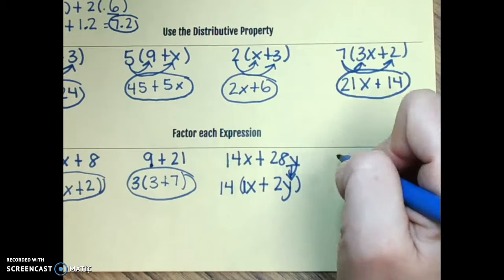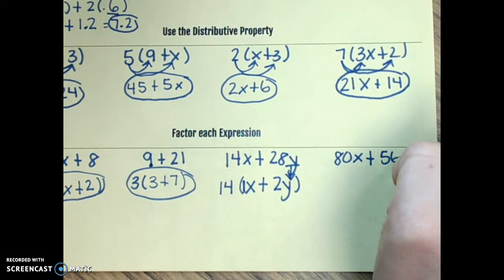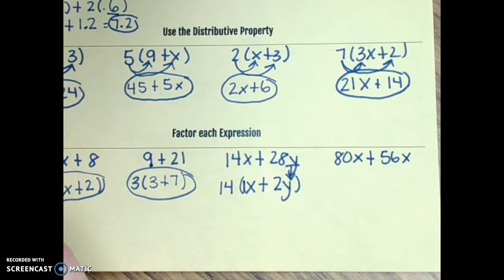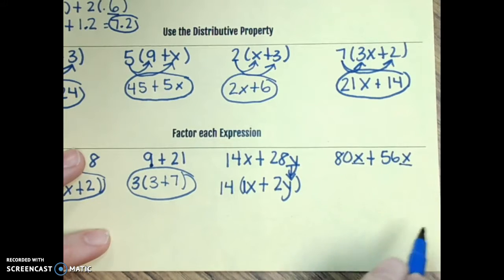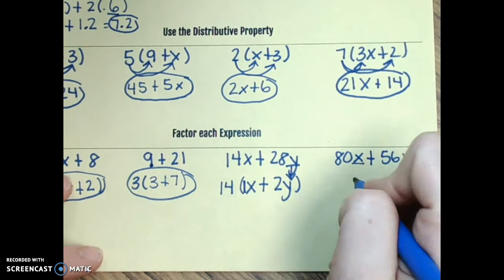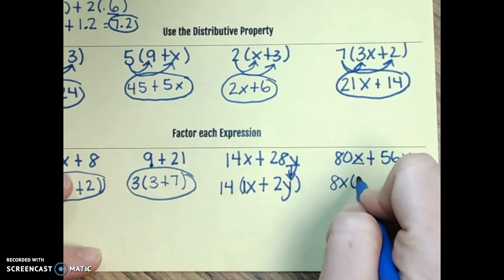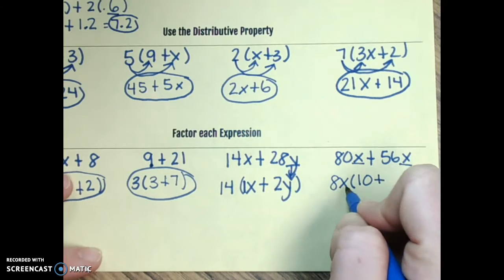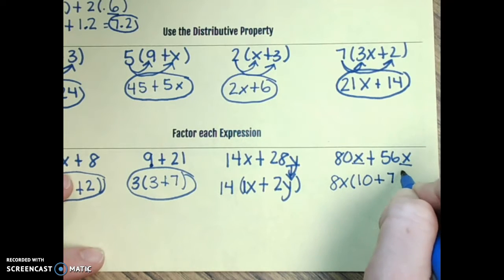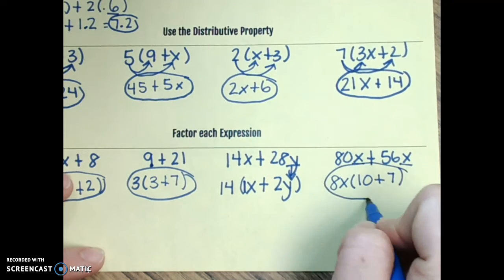Our next one is going to be 80x plus 56x. Okay, the number that can go in both of those is 8. And you also see there's an x here and an x there. So that means that we can bring the x out. So we have 8x. What's left? 8 times 10. And the x does not go back here because we brought it outside. And 8 times 7. And that is your answer. We don't bring that x and put it back down there because we moved it to the outside.